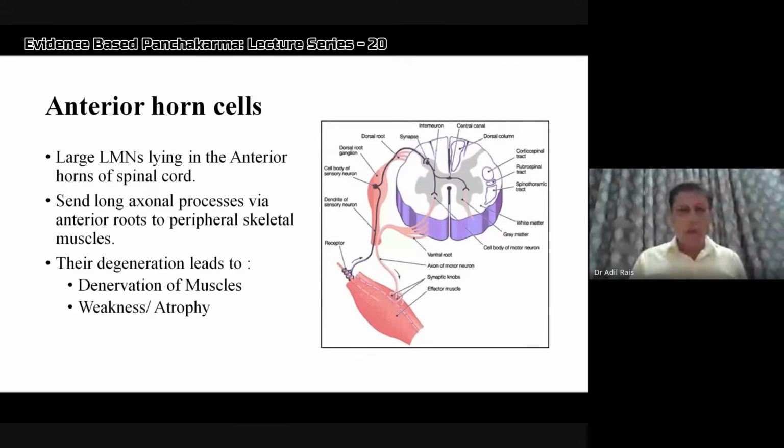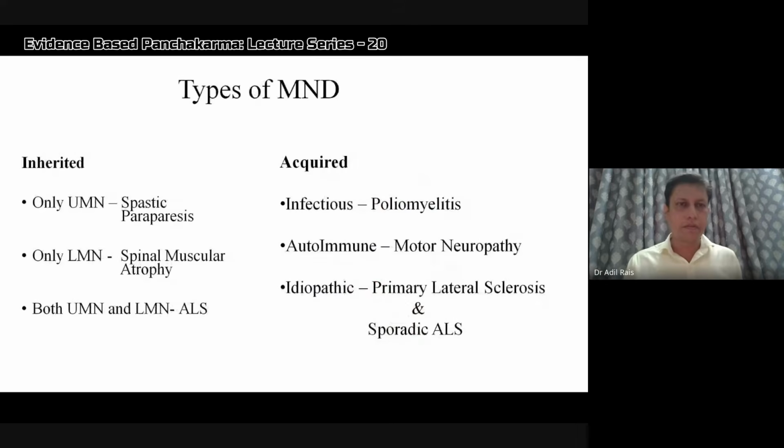Now, coming to the anterior horn cells, these are the basic structures, and these are the first structures of a lower motor neuron from which the command is relayed to the skeletal muscle. These are large lower motor neurons lying in the anterior horns of the spinal cord. These send long axonal processes via anterior roots or ventral roots to peripheral skeletal muscles. Their degeneration leads to denervation of muscles. What we can see in the patients is weakness, atrophied muscles, or emaciation.